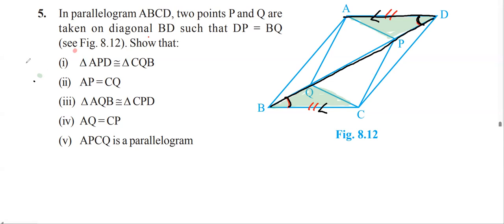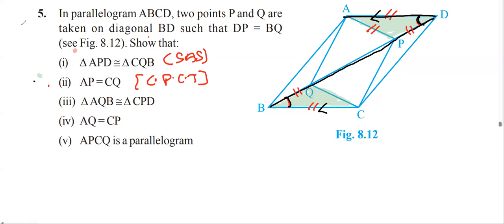Further, we are also given the length of these two sides as equal. That means DP is equal to BQ, and that is the reason, given. So straight away we can say these triangles are congruent, and the reason will be SAS. Once the triangles become congruent, you can write AP is equal to CQ. The reason here will be CPCT, that is, corresponding parts of congruent triangles.